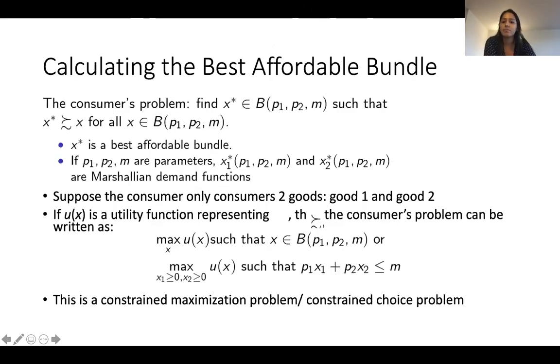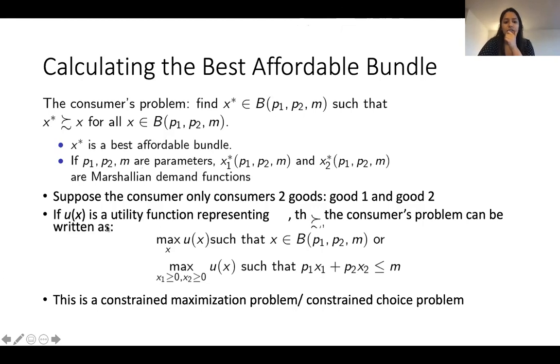In order to calculate the best affordable bundle, you have to solve it. X star is usually what we call the best affordable bundle. The star represents what the consumer wants the most, or what fits their criteria in the best way. If P1, P2, and M are parameters, X1 star (P1, P2, M) and X2 star (P1, P2, M) are Marshallian demand functions. This is really important because this always comes up in a midterm. They'll ask you how to solve for the demand function, so we'll go through that.